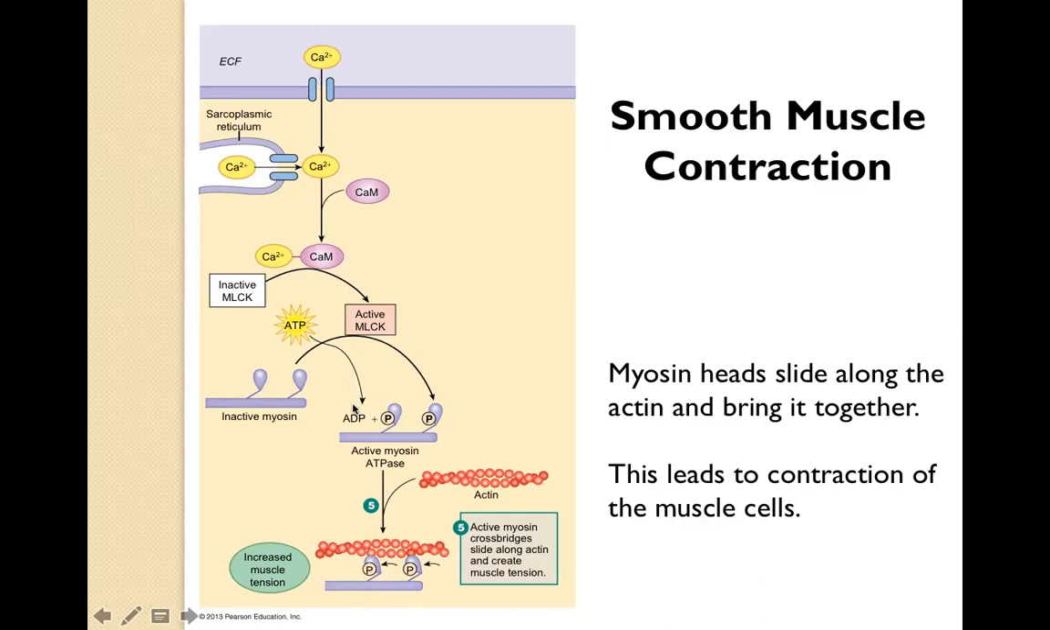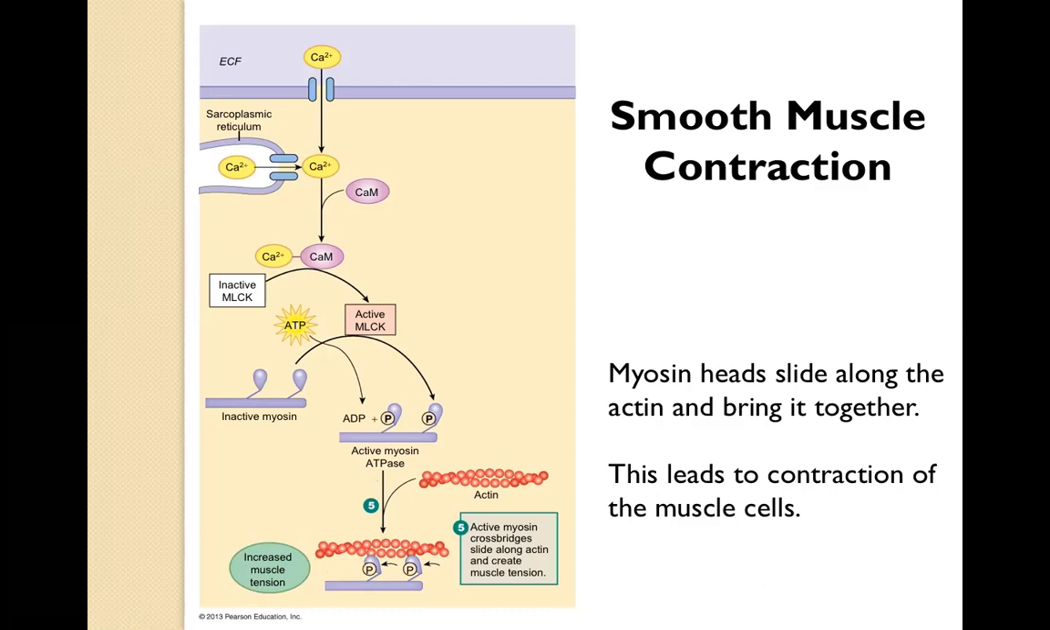The ATP is converted into ADP plus that phosphate. That phosphate is bound to the myosin head, and the myosin head actively binds to the actin. And when it does, those myosin heads swivel forward and increase the amount of muscle tension that is within the cell, and it shortens the cell.